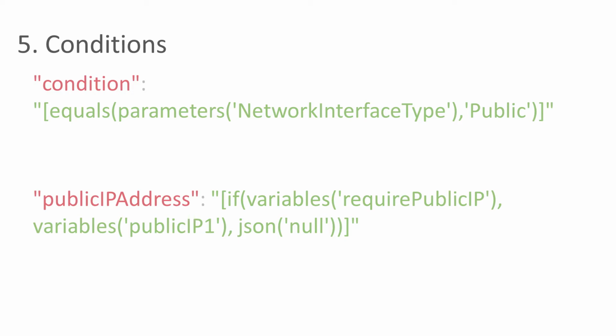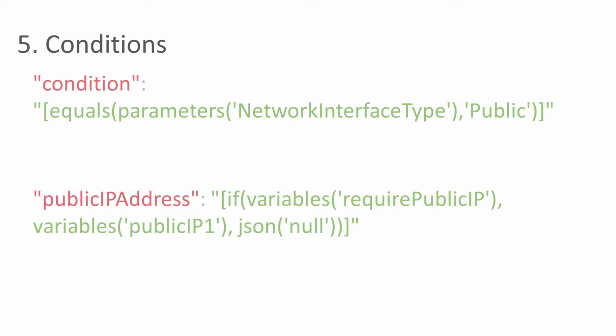Number 5 is conditions. So for a long time in ARM templates, we didn't have any sort of conditions. The only way we could do any sort of conditional logic was through the use of nested templates and a bit of hacking with URL paths. Not really a great way of doing things. With the introduction of conditional logic, we're now able to do proper conditions within our template.